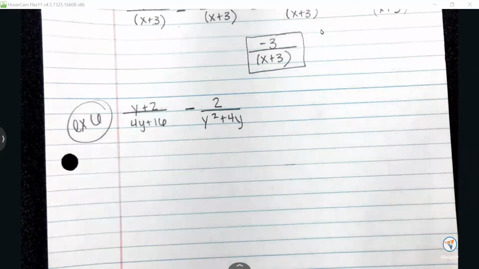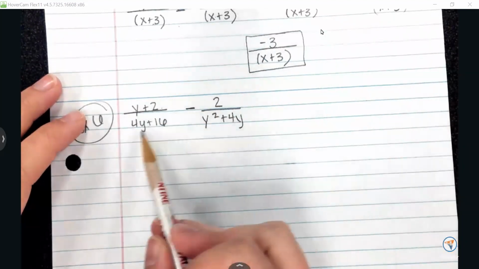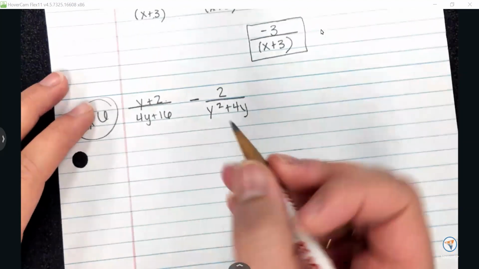Can I find a common denominator right now? No. Why can I not find a common denominator? I've got to factor, simplify. So everybody go simplify your 2 denominators here.